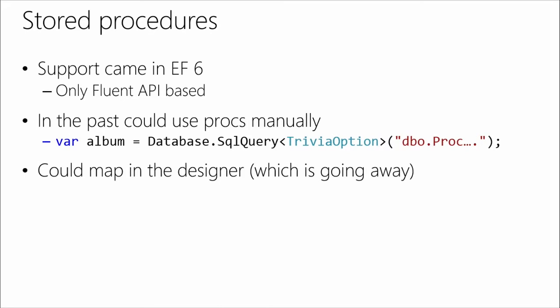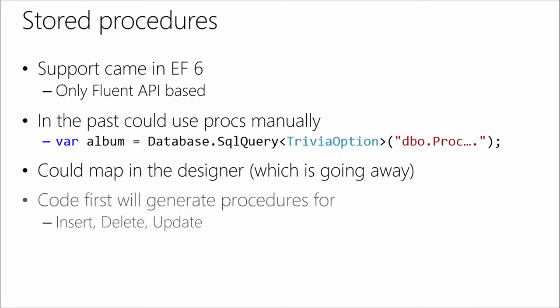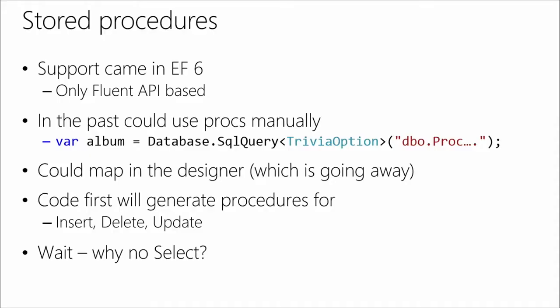When we talk about Entity Framework 7, we'll touch upon this important point right here, which is going away. So code first that we looked at will actually generate us the code for our various procedures. And if you see there, I mentioned insert, delete, and update. And wait a minute. Why would there not be a select? Why can't we do a stored procedure for select?